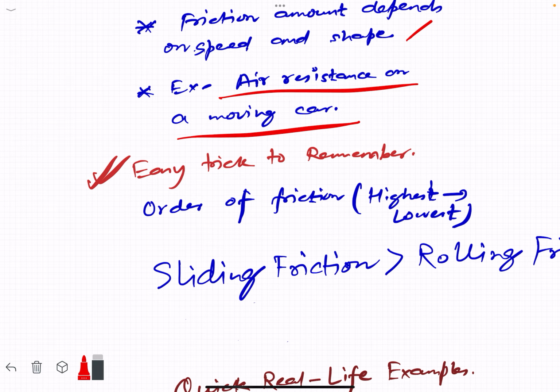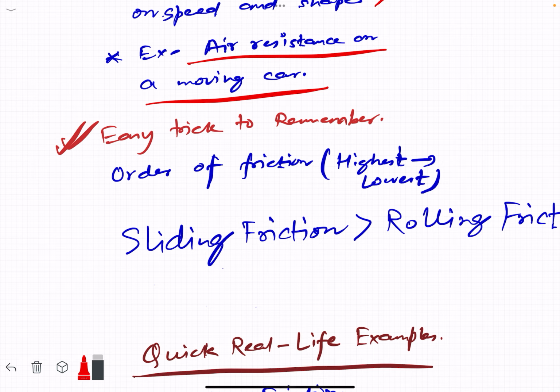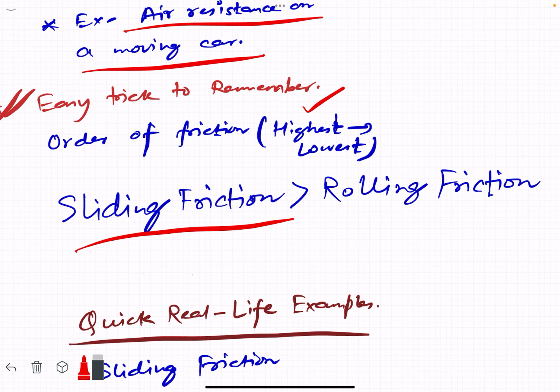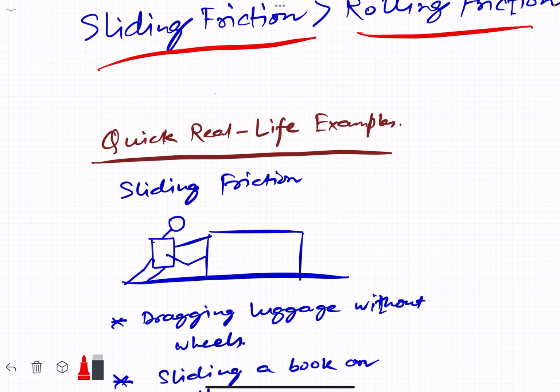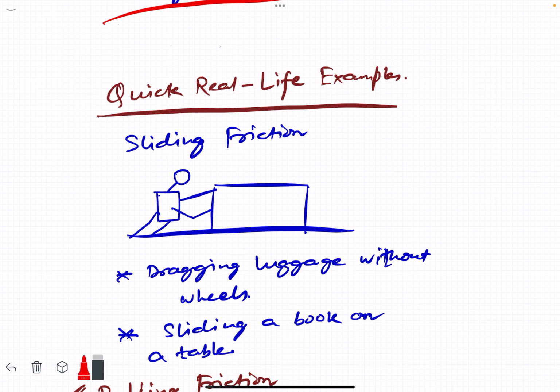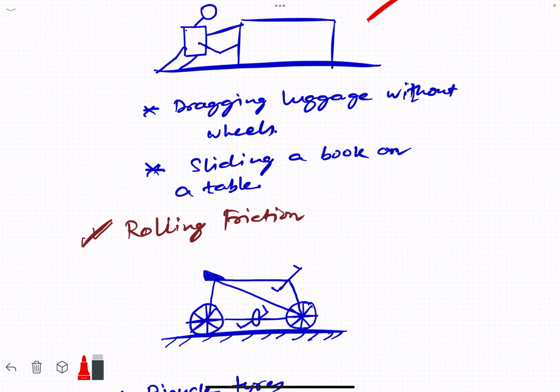Now we will see easy tricks to remember. Order of friction goes from highest to lowest. Sliding friction is greater than rolling friction. Quick real life examples of sliding friction are pushing a box and dragging luggage without wheels. Sliding a book on a table is also an example of sliding friction.